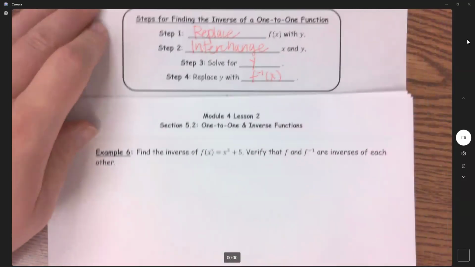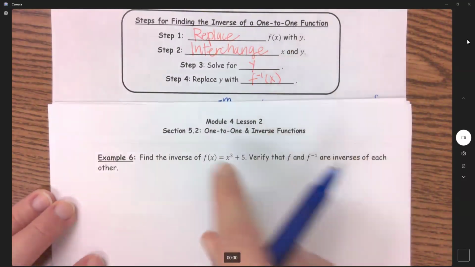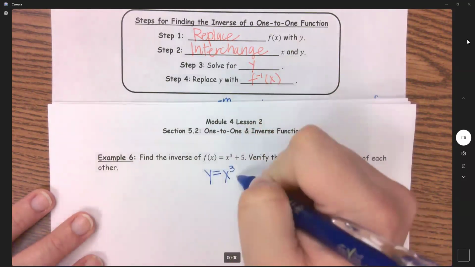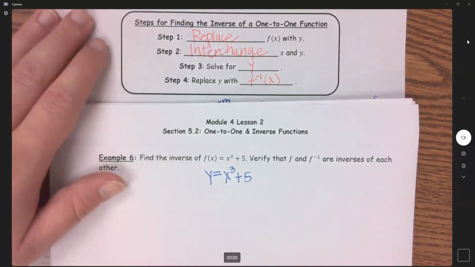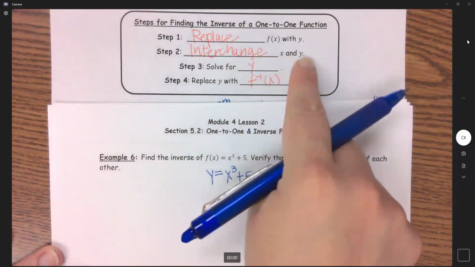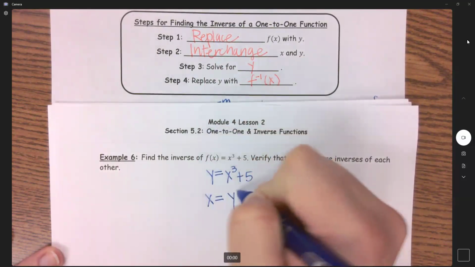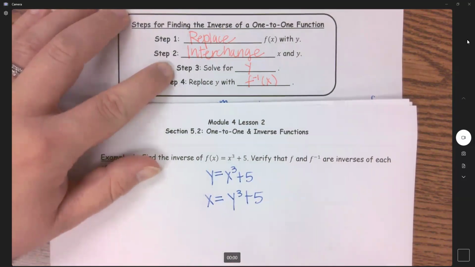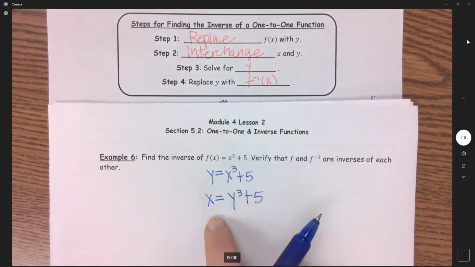So the first thing we're going to do is replace f of x with y. So now this is y equals the cubic root of x cubed plus 5. Now we're going to interchange x and y. So where I see an x becomes a y. Where I see a y, it becomes an x. Step 3, solve for y. So now I need to get this y by itself. So first thing we're going to do is subtract that 5 over.